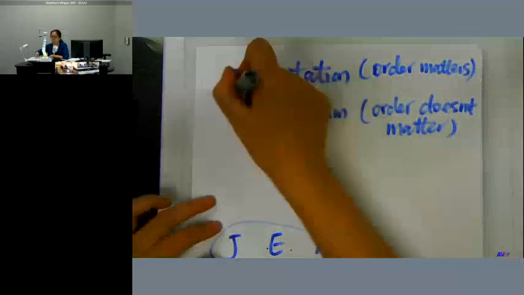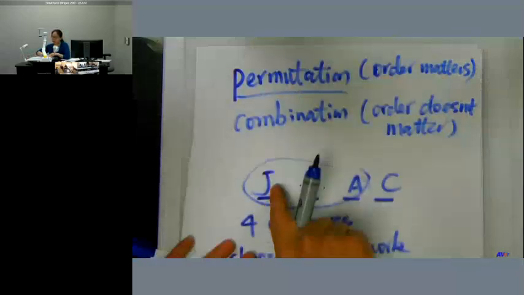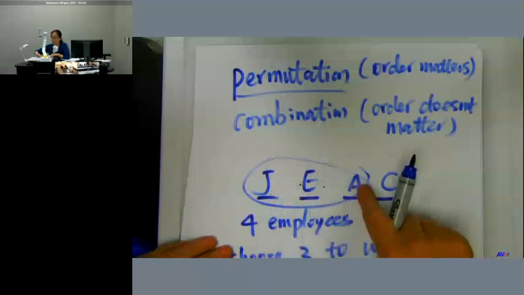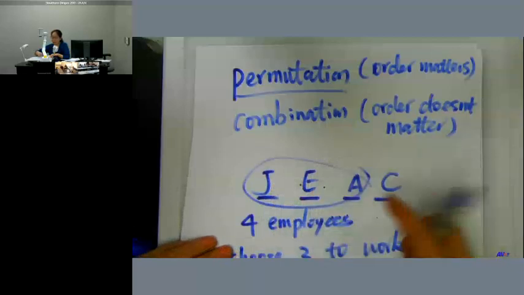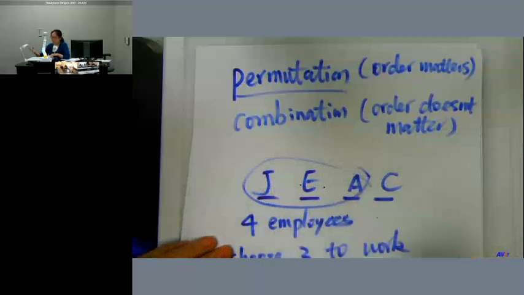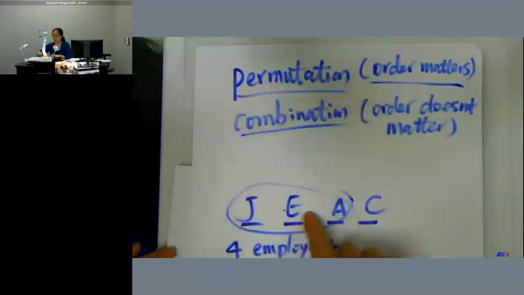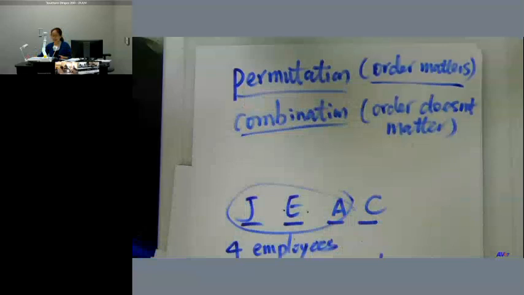So if you have morning, afternoon, evening shifts, say James in the morning, Elena in the afternoon, Austin in the evening. It would be different from Elena in the morning, James in the afternoon, and Austin in the evening. So that would be considered different if there is an order, if you have 3 shifts. But if you don't have shifts, and all 3 of them are going to work on the same day, when you change them, it doesn't make a difference.